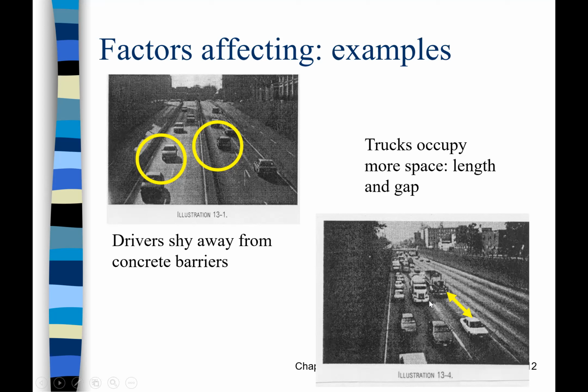So if the fleet contains trucks like this, gaps and speeds of vehicles in the fleet will be different. So a large population of trucks in the fleet would have an impact on the free flow speed.